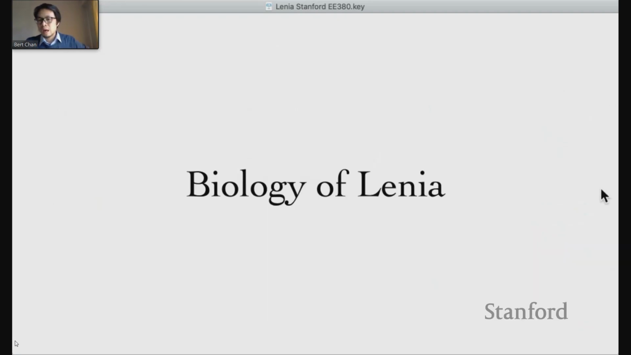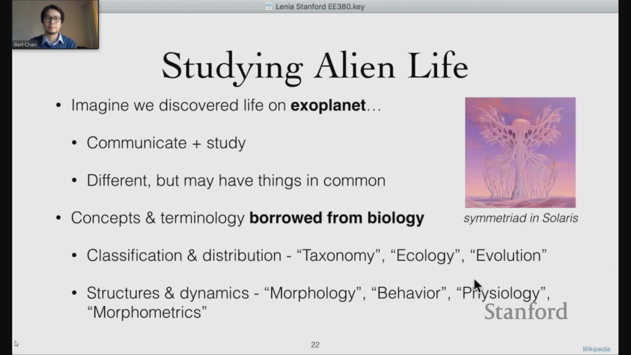The second part is I'll have more details about the biology of Lenia with the demo program. I will show some demos to you. Imagine we discovered some alien life on Mars or on Europa or some exoplanets. For example, those ones in the novel Solaris by Stanisław Lem. This kind of symmetry.